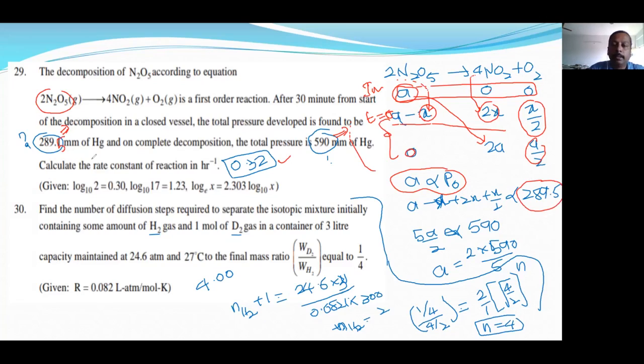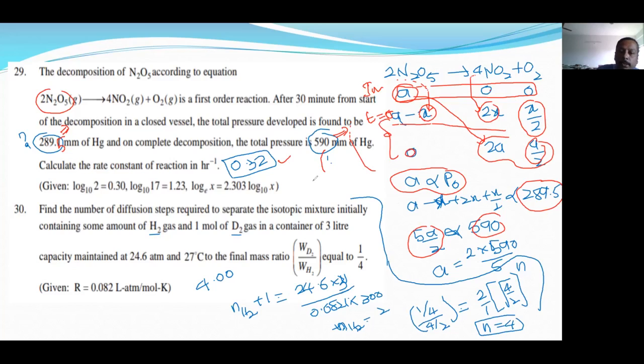Okay. Then second, we will form the same equation. Here the total 2a plus a by 2. How much it is? 5a by 2. So it should be 590. Now it is correct. Okay. So a is equal to 2 into 590 by 5. Understood? So we got both A and A minus X.